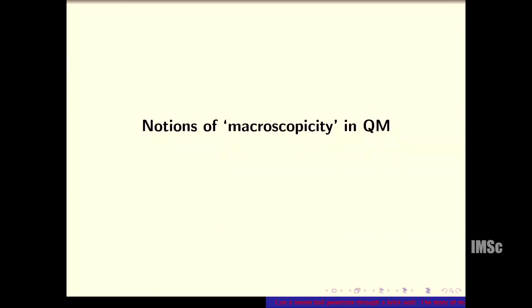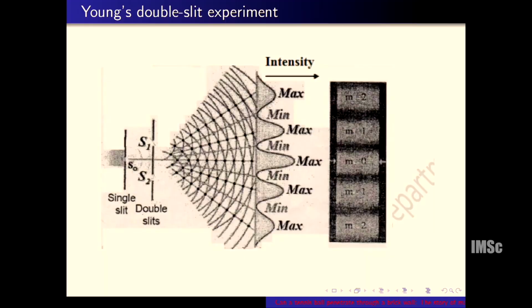So that was about the basics of quantum mechanics. Let me go to this macroscopicity. From now onwards I will not go into details. This notion of macroscopicity in quantum mechanics, there is no unanimity about it. There are different ways of understanding notions of macroscopicity.